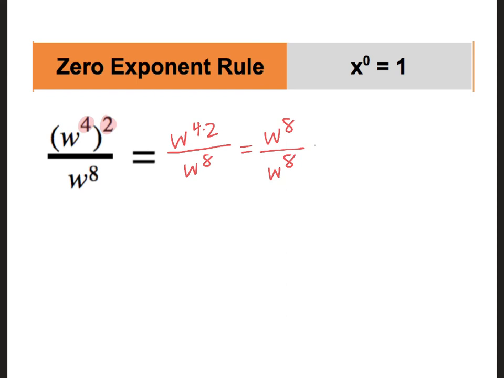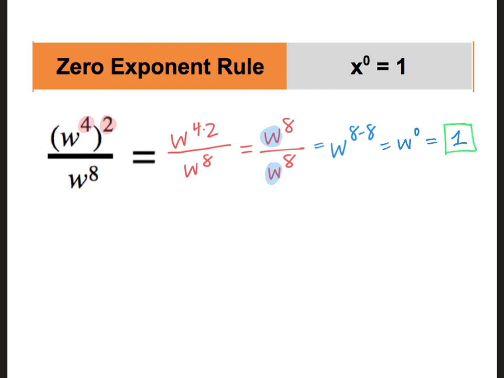At this point you can use your quotient rule to subtract your exponents. So you can do w to the power of 8 minus 8. I know I can do that because these are both w's and we're dividing. When I do w to the power of 8 minus 8, we really get w to the power of 0. Again, anything to the power of 0 is going to equal 1, and so that's your final answer.